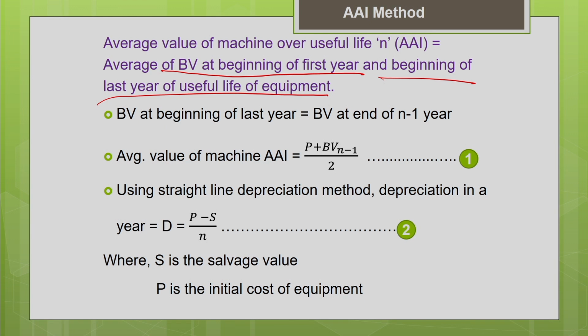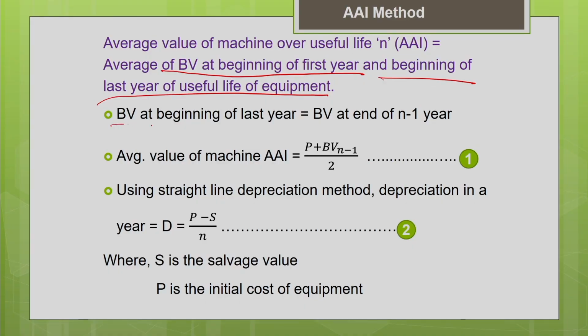And one more important thing which I told you earlier also. Book value at the beginning of a particular year is equal to the book value at the end of the previous year. Say the total number of years is n, the book value at the beginning of the last year n is equal to the book value at the end of the previous year. The previous year is nothing but n minus 1 year. So this guideline you should remember.